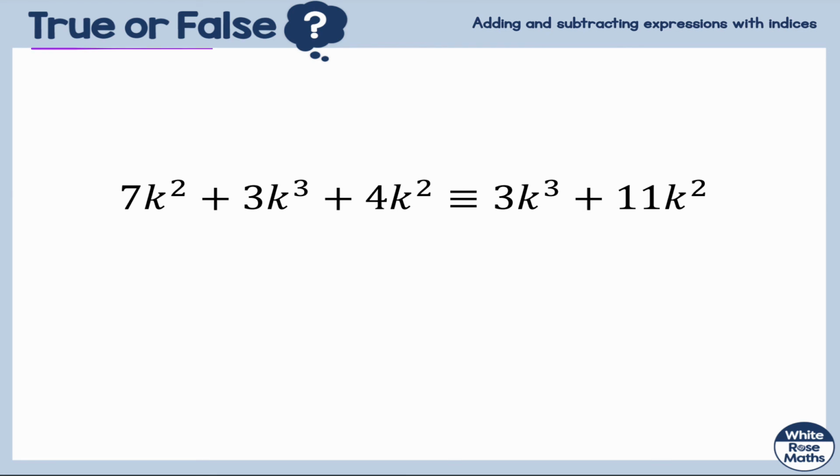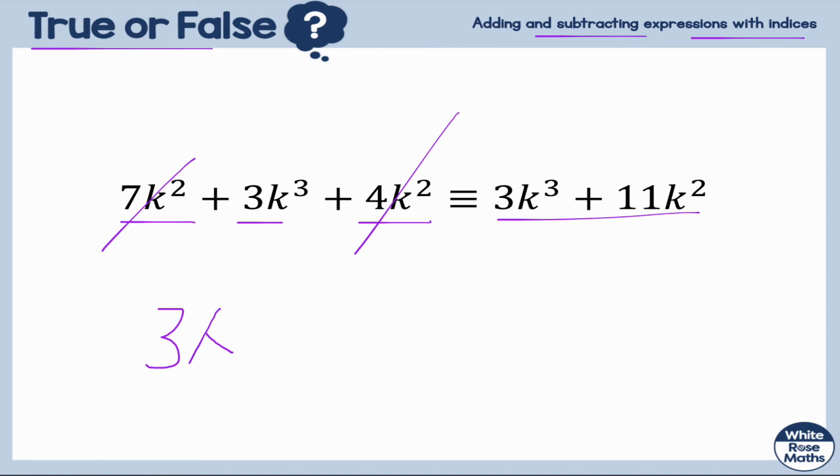This last one, true or false, adding and subtracting expressions with indices, so collecting like terms here. So is it true or false, guys, is 7k squared plus 3k cubed plus 4k squared equivalent to 3k cubed plus 11k squared? Well, collecting like terms on my left hand side, 7k squared plus 4k squared, grouping them together, I get 11k squared, so I get 3k cubed plus 11k squared. So that indeed proves that that is true.